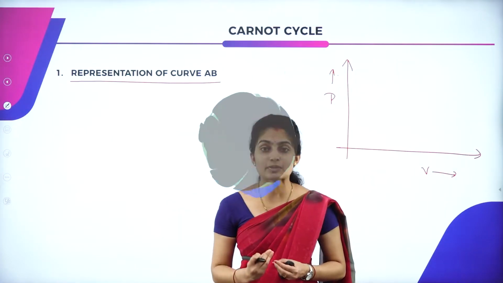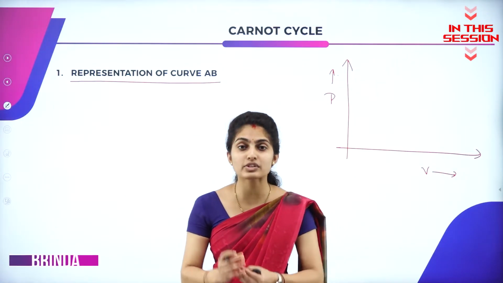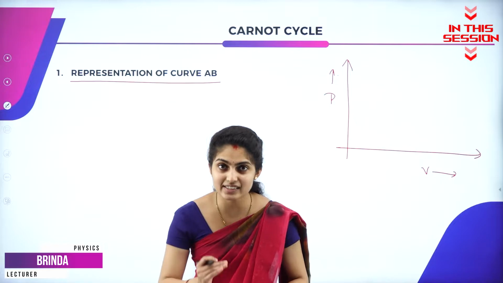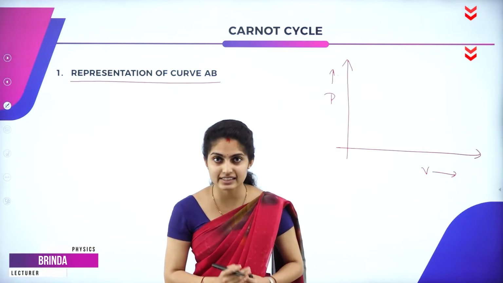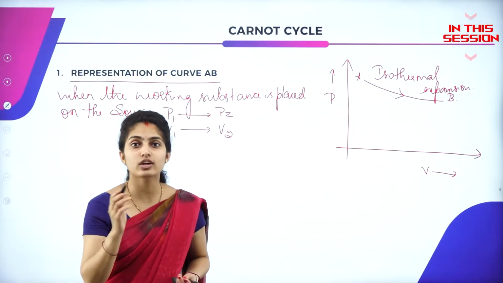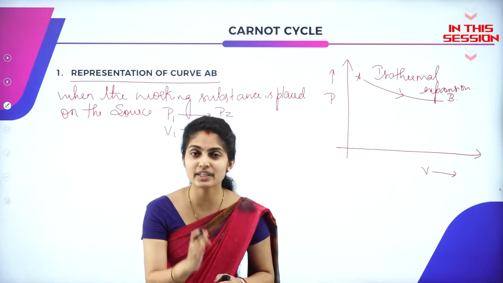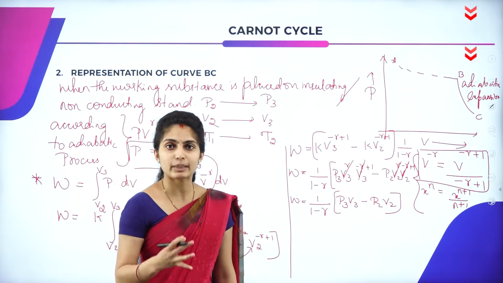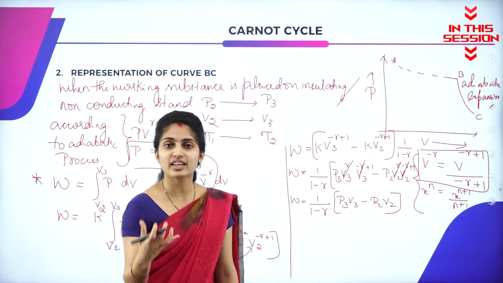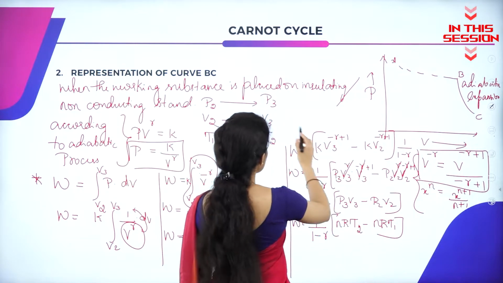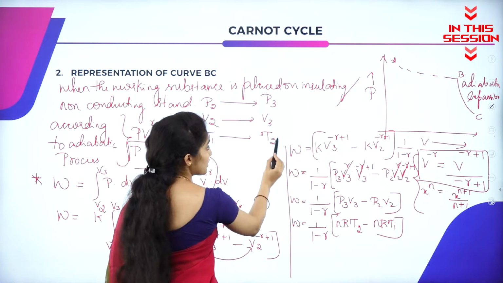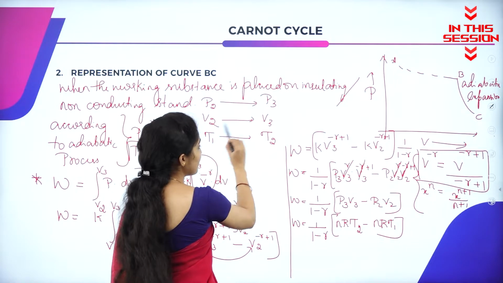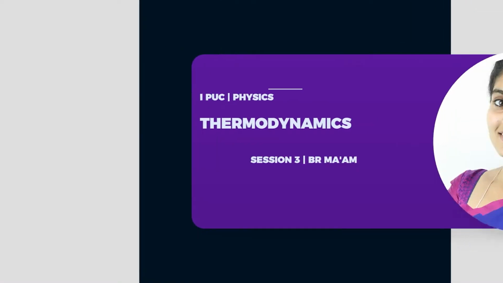When the working substance is placed on the source, the pressure decreases and volume increases in this case. Isothermal means the temperature in the system is kept constant. What is this PV? PV is nothing but nRT according to the ideal gas equation. Why is this T2? T2 because during the third condition the T2 remains as it is, that is, T1 changes to T2.